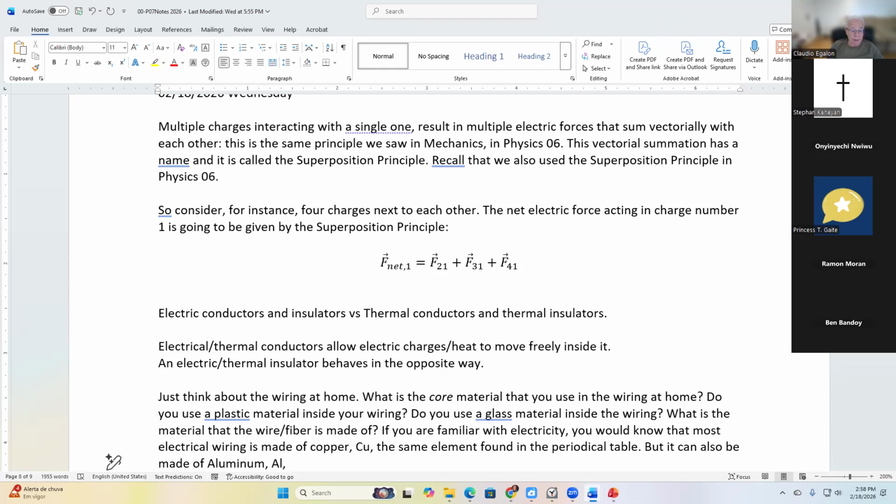It can be made of silver. What's the symbol of silver? Argentum, right? AR. The name of Argentina comes from the name of silver in Latin.